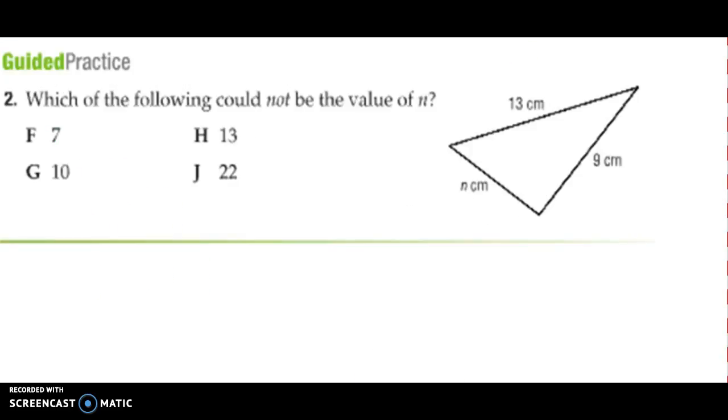Here's another guided practice problem. Feel free to stop the video and try this one now.